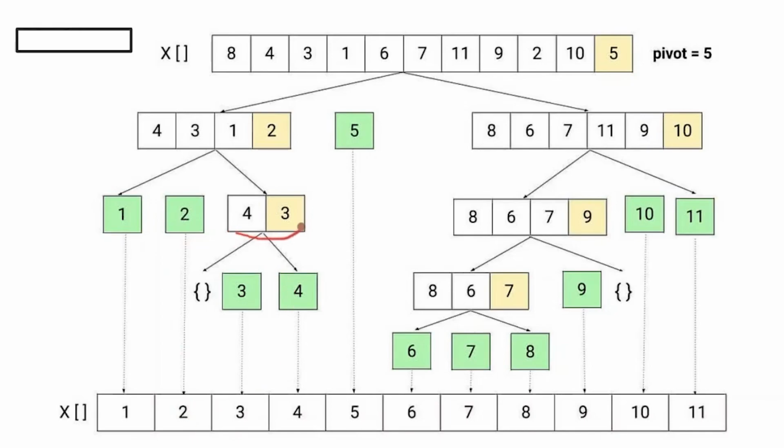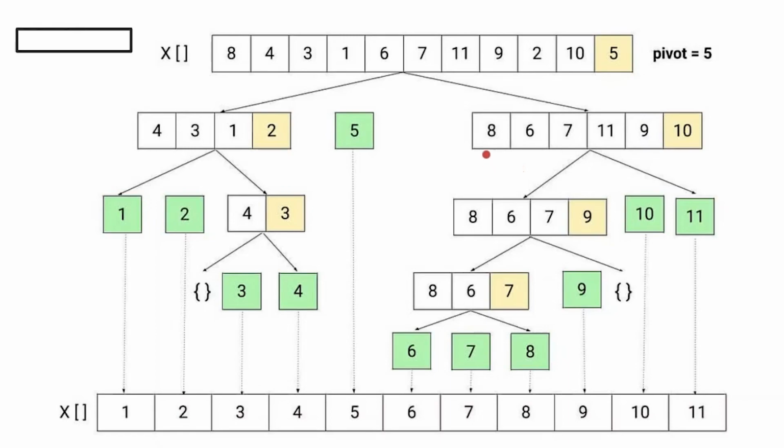Again, we need to do the same thing. The pivot value is 3. There is no less than value, but we have a greater than value: 3 and 4. For this 3, which is only one element, there are no less than and greater than values, so we can consider this as sorted. Again, coming to 4, there are no less than and greater than values, so we can consider this value as sorted.